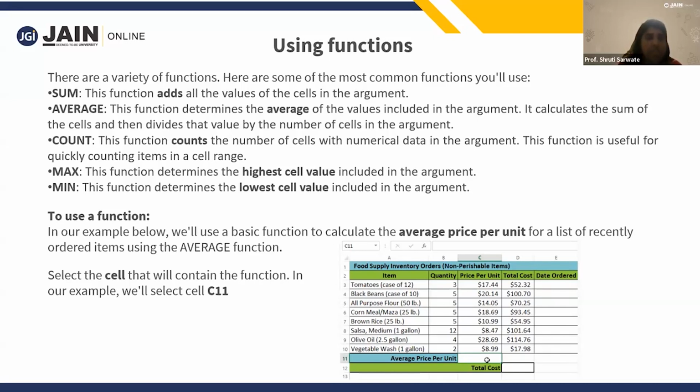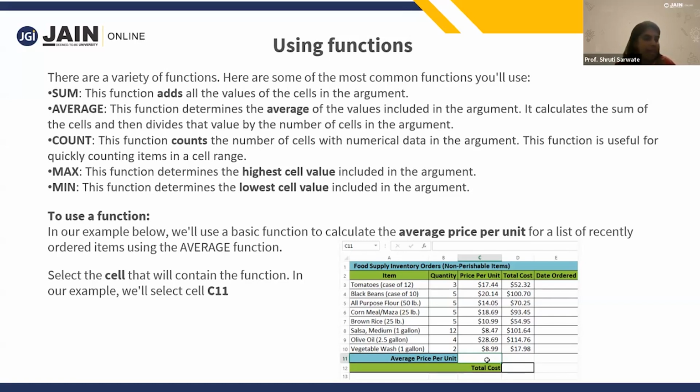So if you just read it out, this function determines the average of the values included in the argument. It calculates the sum of the cells and then divides that value by the number of cells in the argument. Okay, count is what? It counts the number of items in a particular cell range. For example, if you would like to find out the number of items from A1 to A20, the number of items would be counted and given to you as a result.